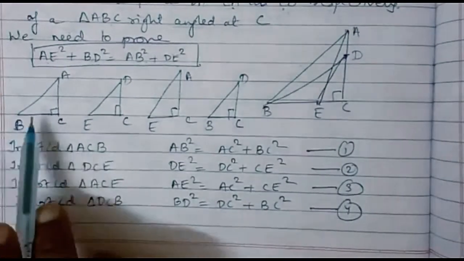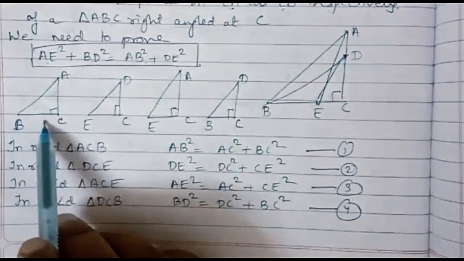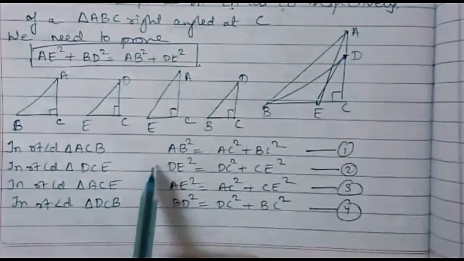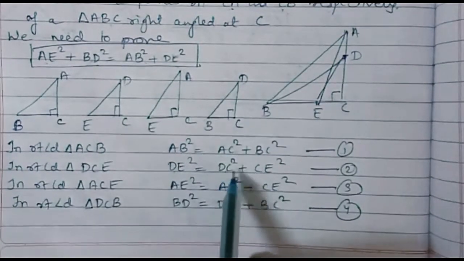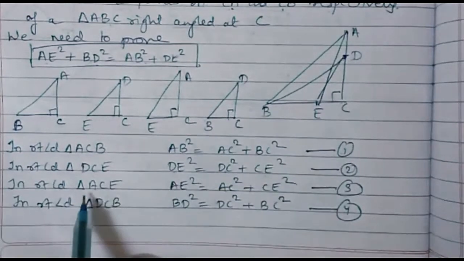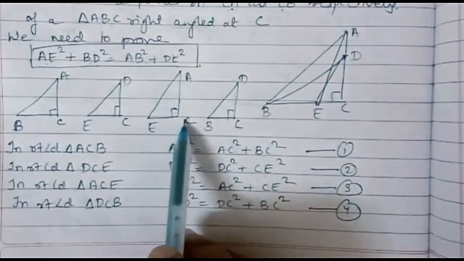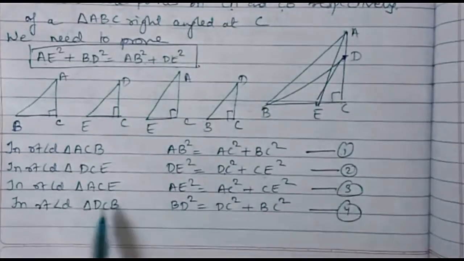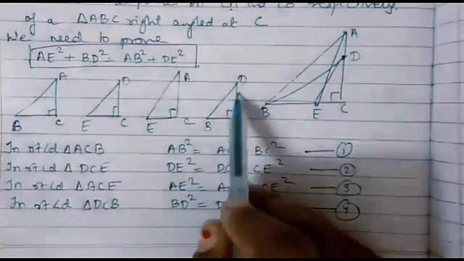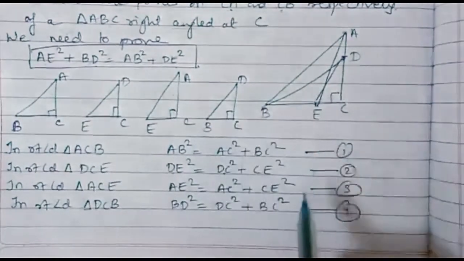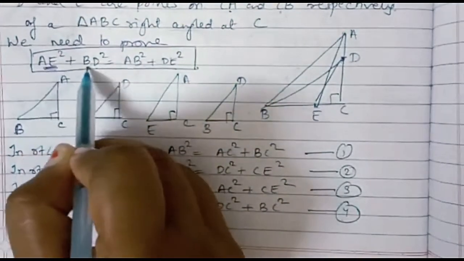For the first triangle ACB, I got AB square is equal to AC square plus BC square. Result number 1. Same way for the second triangle DCE, DE square is equal to DC square plus CE square. Same way third triangle ACE, AE square is equal to AC square plus CE square is result number 3. And for the fourth triangle DCB, we got BD square is equal to DC square plus BC square is result number 4. Now we shall add AE square and BD square.